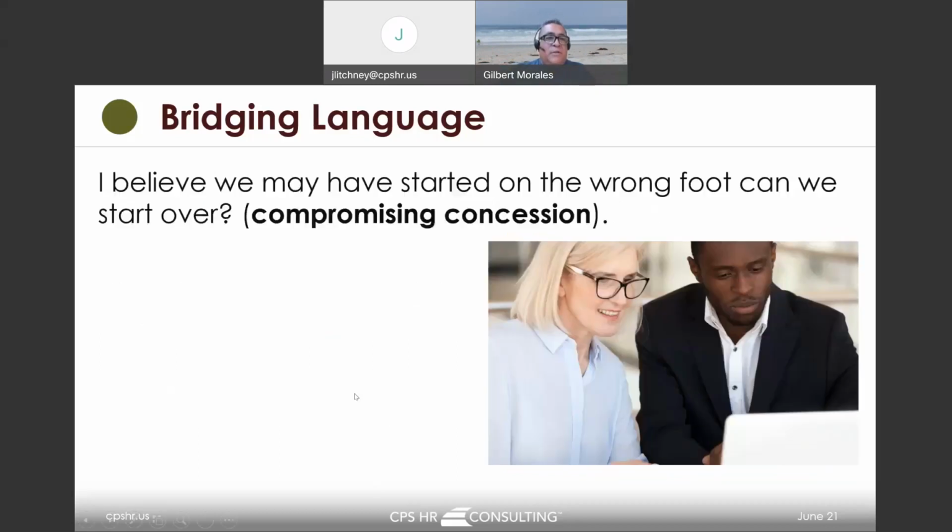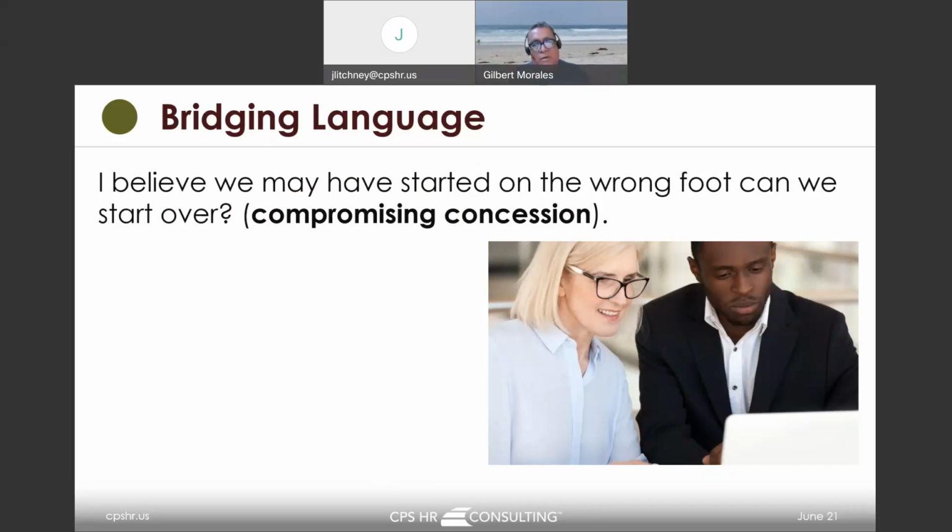The other type of bridging language is, hey, listen, I believe we may have started on the wrong foot. Can we start over? You're asking them permission to start over. Things aren't working out. None of you are coming together here. I believe we may have started on the wrong foot. Can we start over? This is compromise and concession.